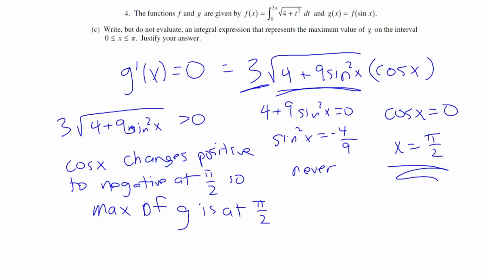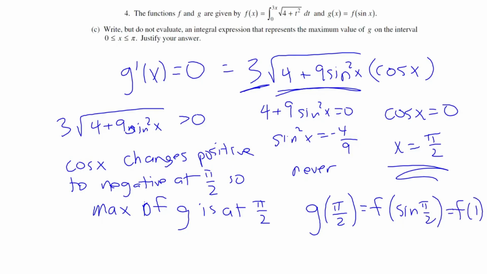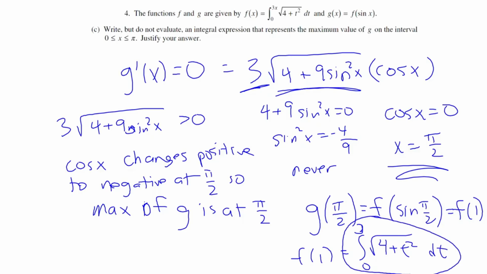And so g of pi over 2 should just be f of the sine of pi over 2, and the sine of pi over 2 we know is 1. So that should just be f of 1, and f of 1 is equal to the integral from 0 to 3, it's 3x, of root 4 plus t squared dt. You can put x squared dt, put whatever you want there. It's just the integral from 0 to 3 of 4 plus root 4 plus t squared dt.